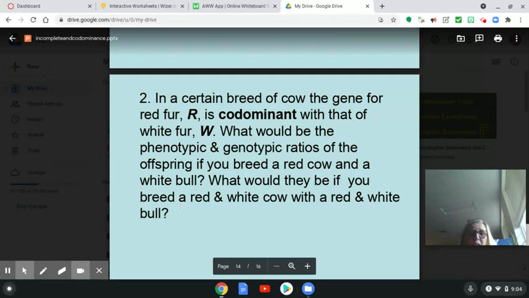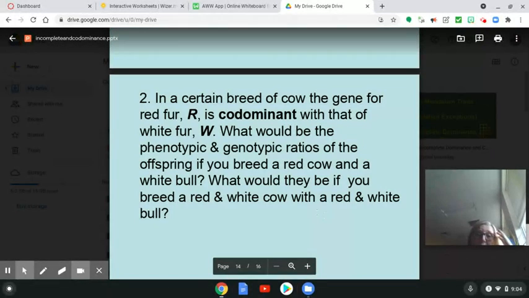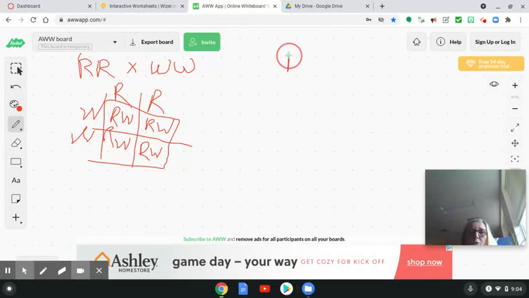What would they be if you bred a red and white cow with a red and white bull? Okay, so we're breeding roan crossed with roan. All right.